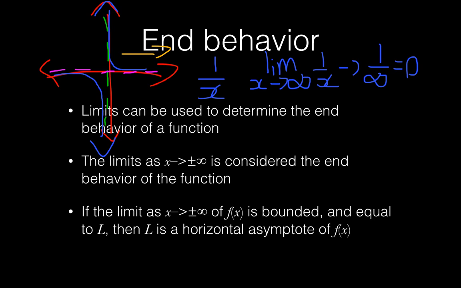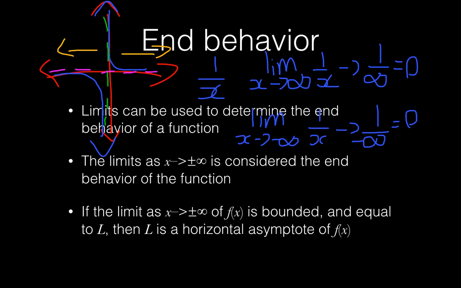And we can do a similar thing by taking the limit as x approaches negative infinity of 1 over x. And that is going to give us 1 over negative infinity, and that also equals 0. So when we go to the left an infinite amount, we will be approaching 0, meaning that at the line y equals 0, there is a horizontal asymptote.